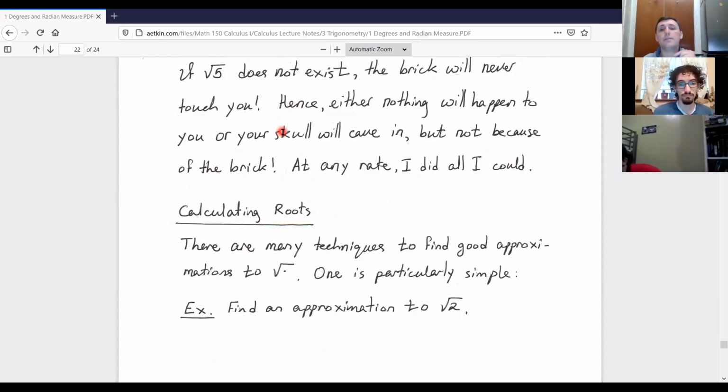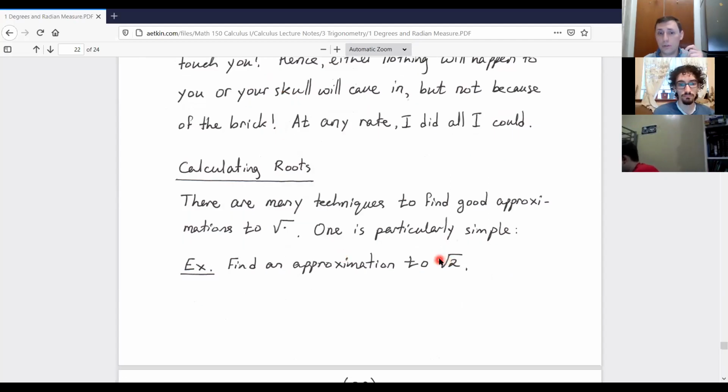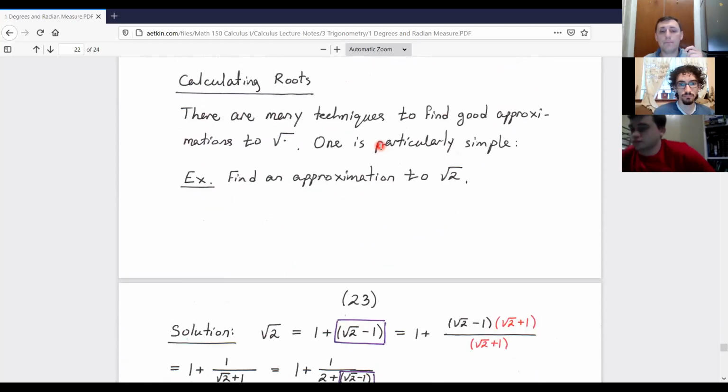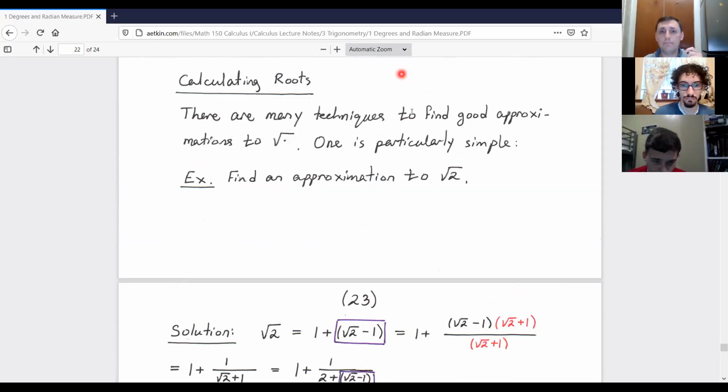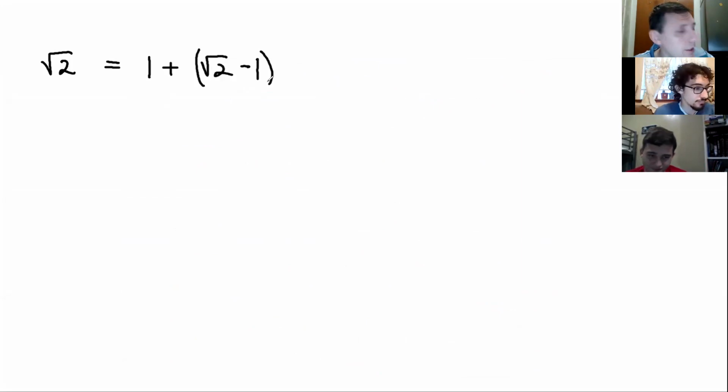So let's say, guys, if I asked you to calculate an approximation to root of 2, let me show you how funny that description can be. Look at it, guys. I will do something that seems useless. Ready? Let's take root of 2. Now, root of 2 is the same as 1 plus root of 2 minus 1. Do you agree? I didn't do anything here. I just added and subtracted 1, correct?